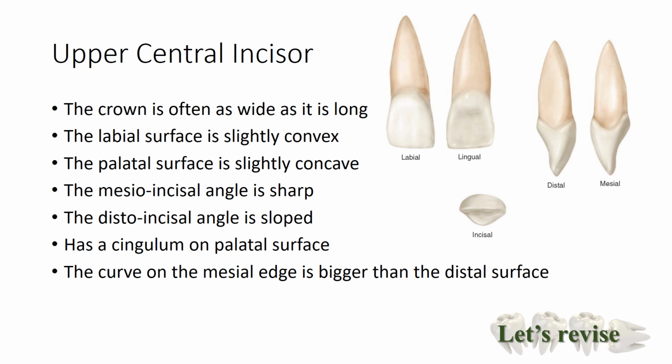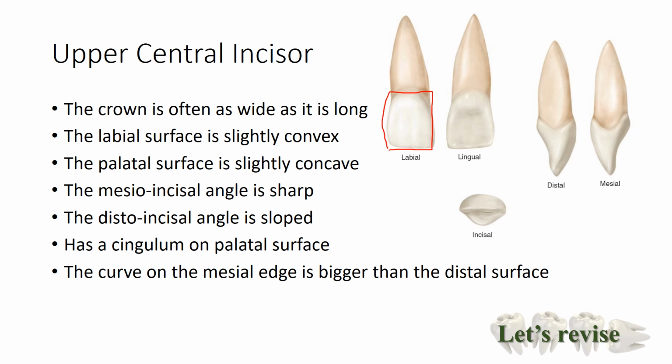So with the upper central incisors here, what we're looking at is a crown that's often as wide as it is long. So we've got this almost square shape, maybe a bit more rectangular, but the crown itself is quite squared off. The labial surface here, these terms are sometimes interchangeable with lingual and palatal. It's just the drawings that I got permission to use have the lingual term. That's fine. So the labial surface is slightly convex, whereas the palatal surface is slightly concave.